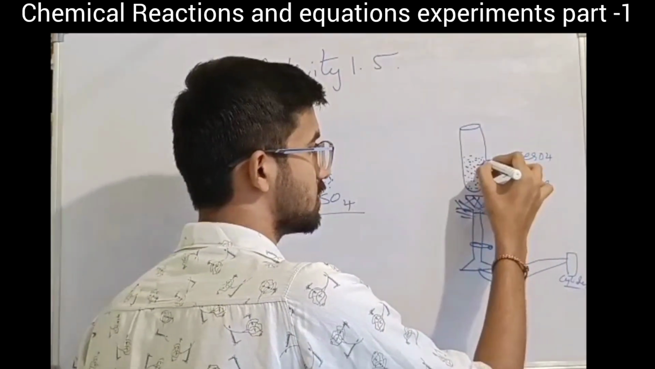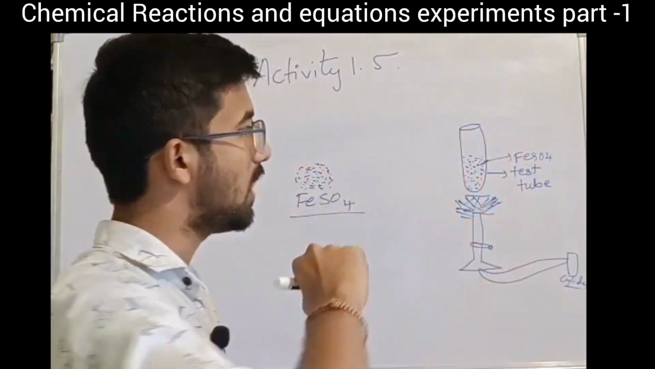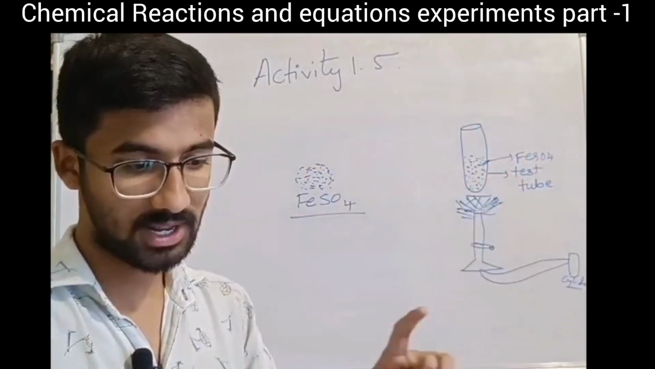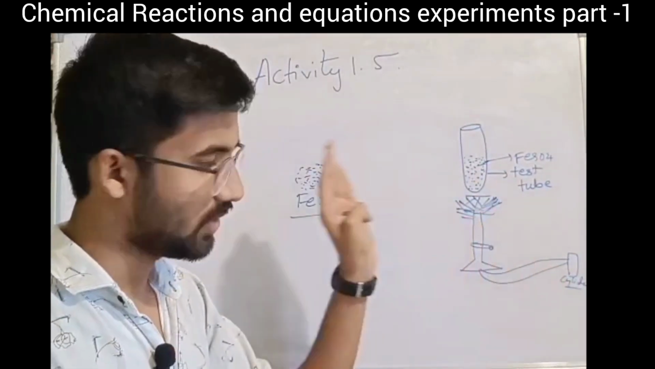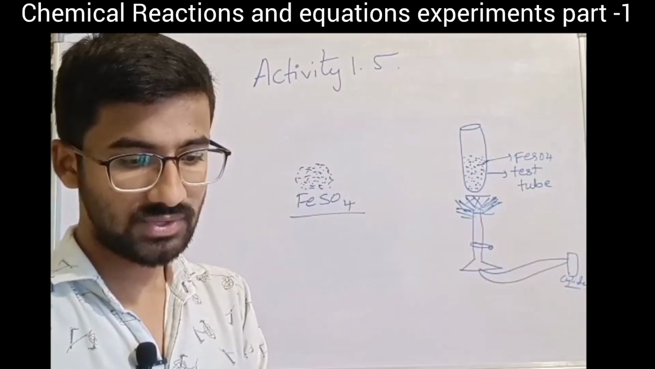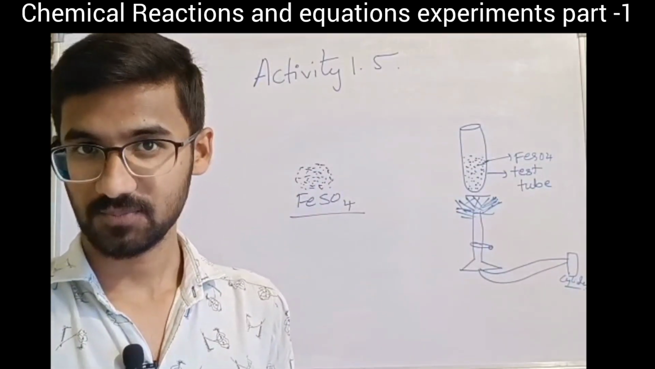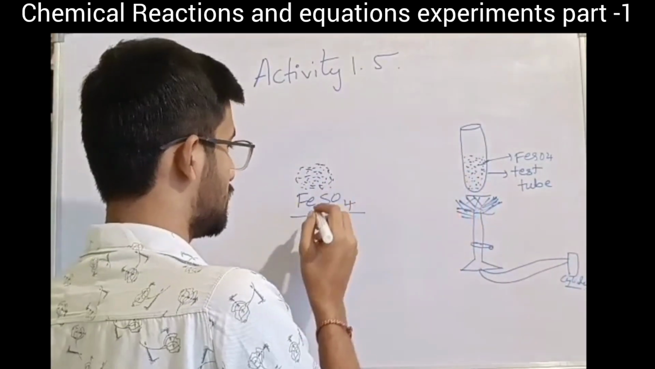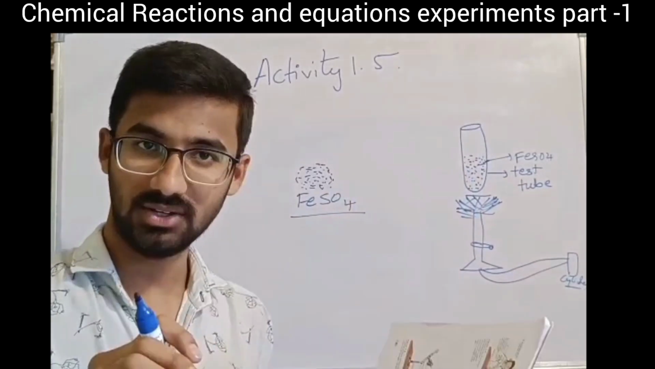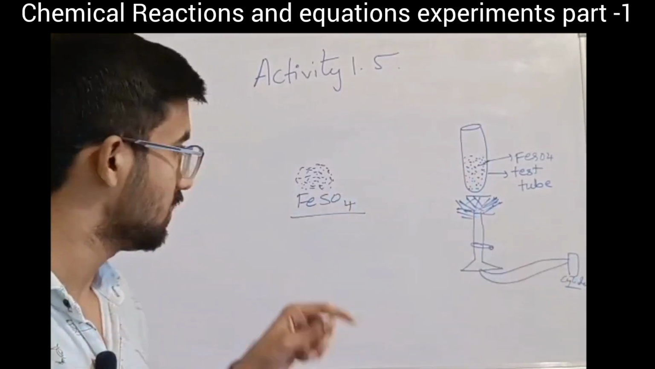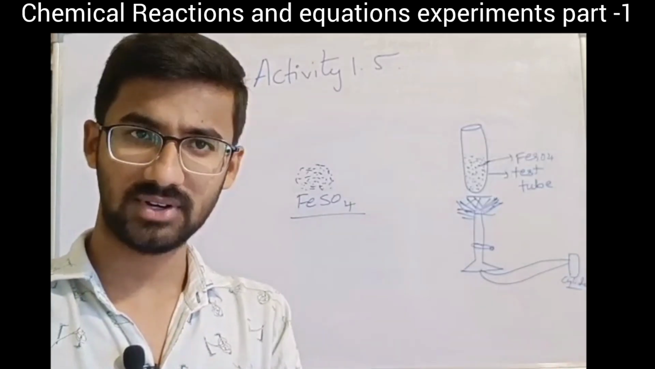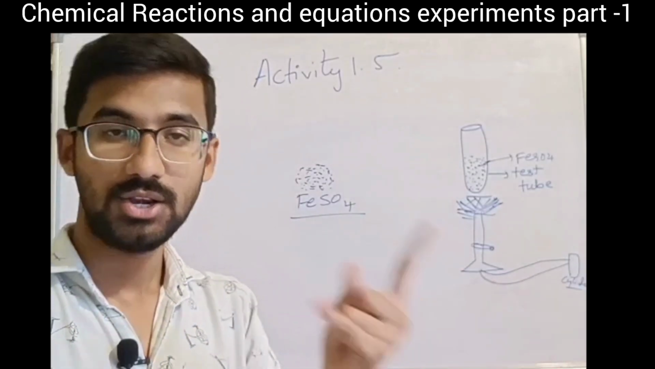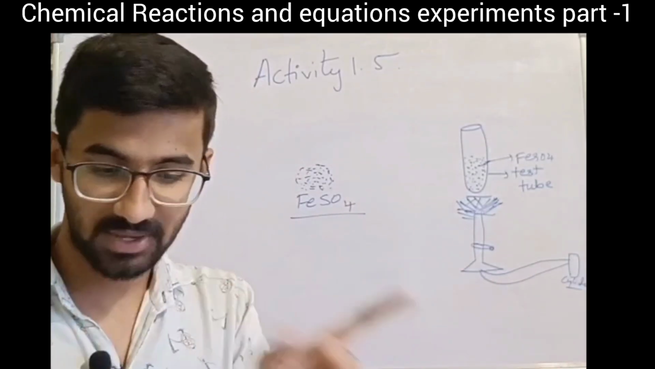Now what happens? Now these ferrous sulfate crystals, what happens? See, next. Now she is going to heat that. Observe the color of the crystals after heating. Before we heated, what type of ferrous sulfate crystals are present? Now what does the color become?